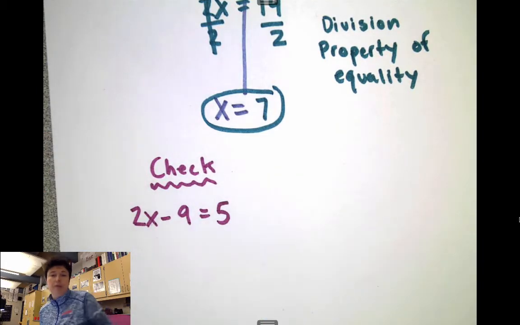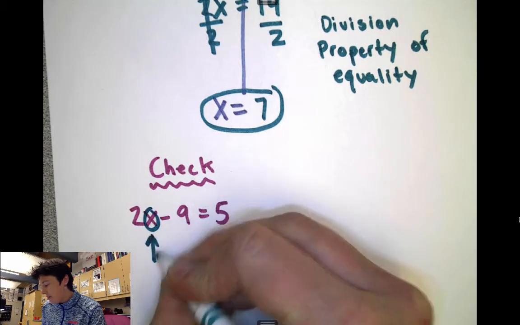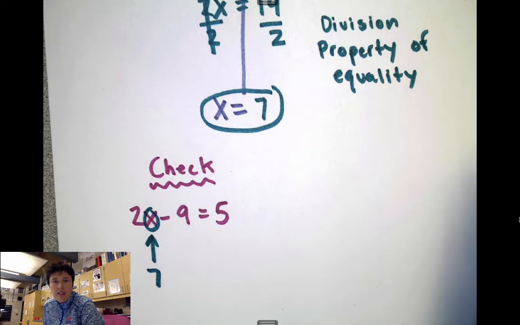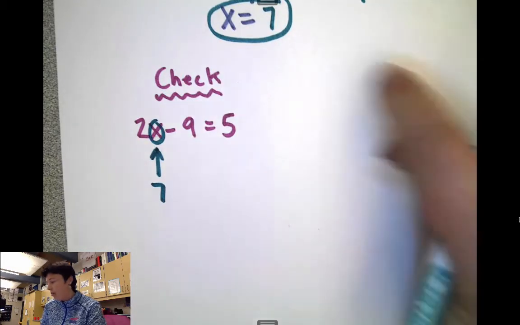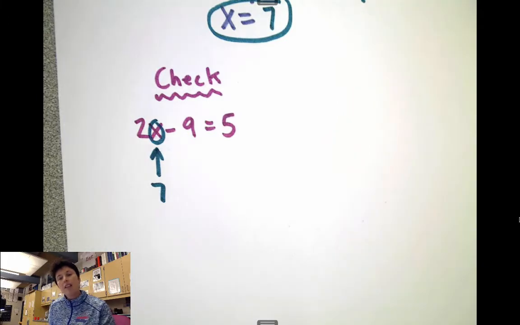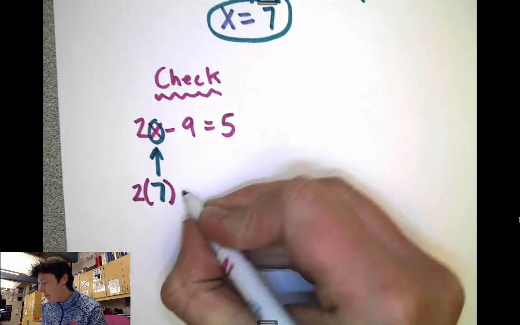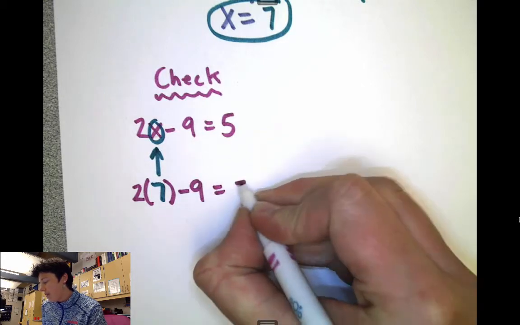And I want to see if I have the right answer. Well, to see if I have the right answer, I think x is equal to 7. That's what I got. So where the x is, I'm going to put a 7 right there because we think x is equal to 7. So let's check it and see if that's really true. So instead of 2x minus 9, I'm going to have 2 times 7 minus 9 equals 5.